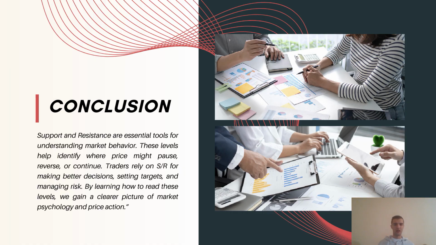To conclude, support and resistance are one of the most important tools in technical analysis because they reveal market psychology. They tell us where buyers are confident, where sellers step in, and where big moves might happen. And by learning to identify these levels, it helps you trade smarter, manage risk better, and understand price action with much, much more clarity.